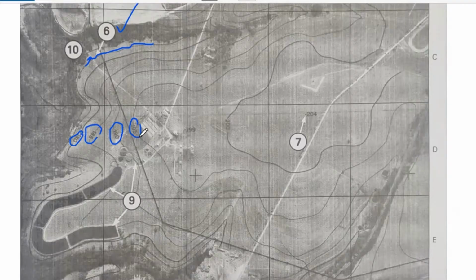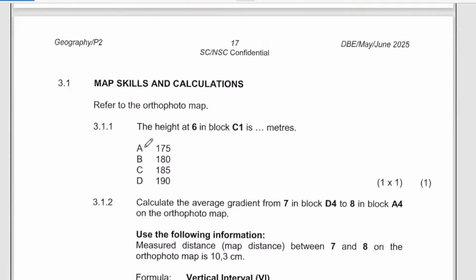So it's a difference of 5. 195 minus 5, we get 190. 190 minus 5, we get 185. 185 minus 5, we get 180. Then 180 minus 5, we get this contour line. So our correct response is 175, which is A. Our contour line is a height of 175 meters.